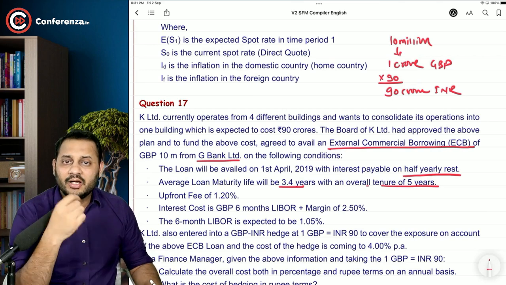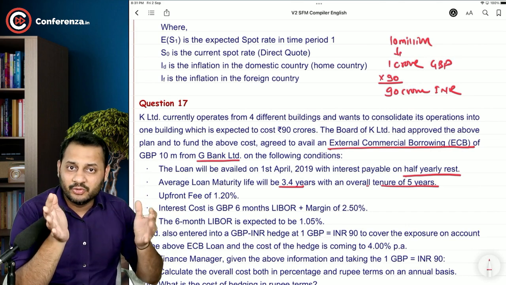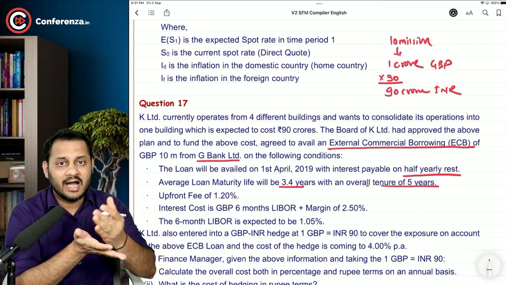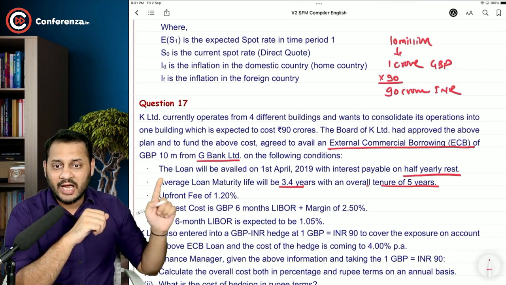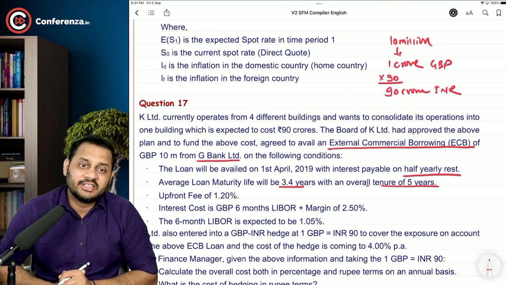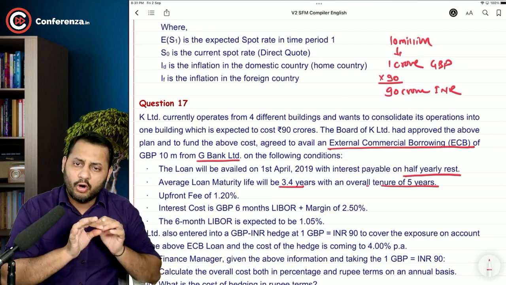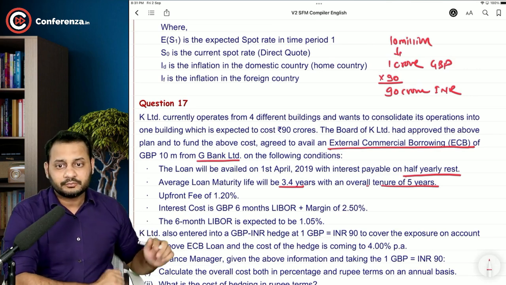So even if you multiply 1 year's interest with 3.4, it will be as good as calculating the half yearly interest and then taking the present value of the same. So average loan maturity life of 3.4 will be used by us instead of 5 in order to consider all the interest payments along with the time value of money.